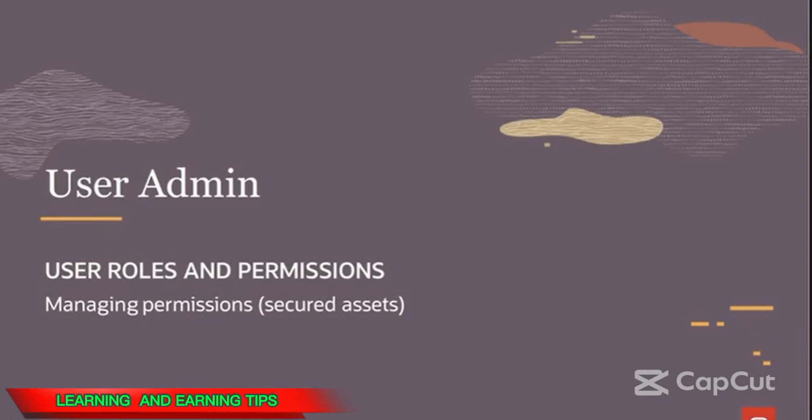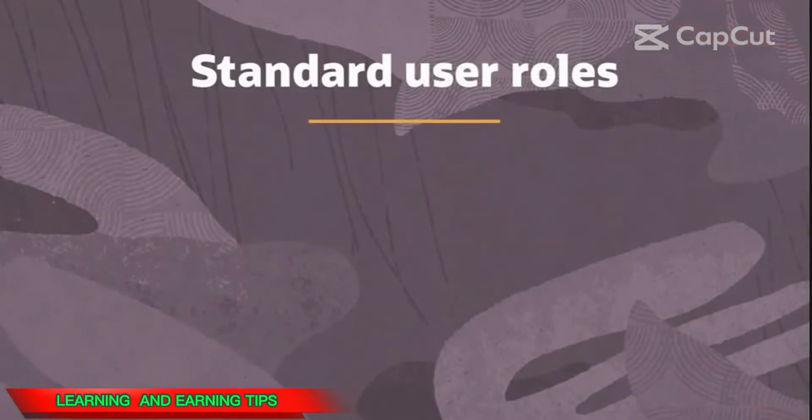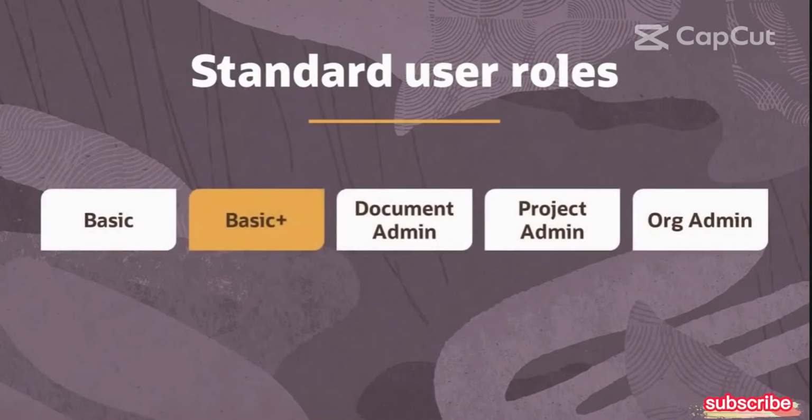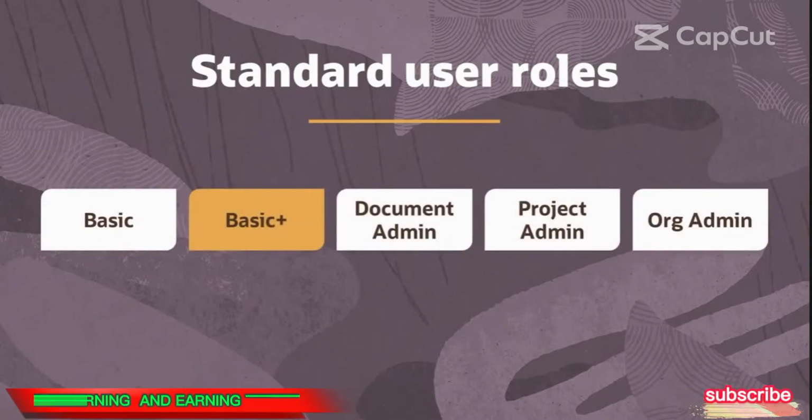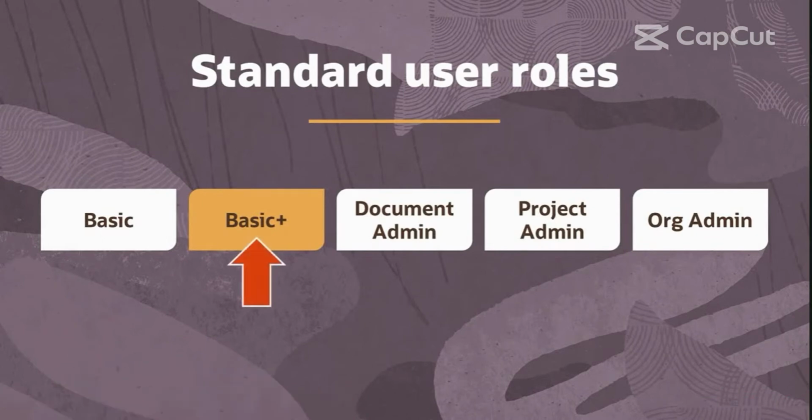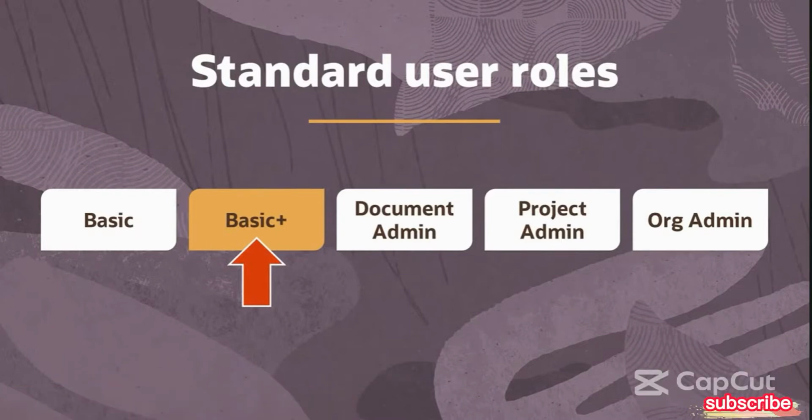way of controlling what your team can and cannot do in Aconex. First, a quick reminder of the roles that are created by default for all organisations. There are 5 roles in total, and we explain each one in more detail in another video. All new user accounts are automatically assigned to the basic plus role.